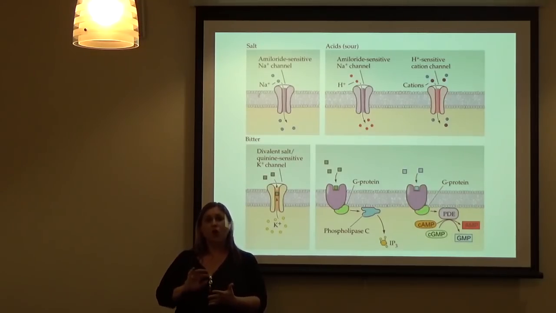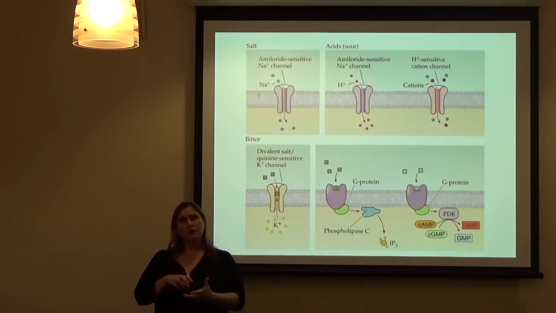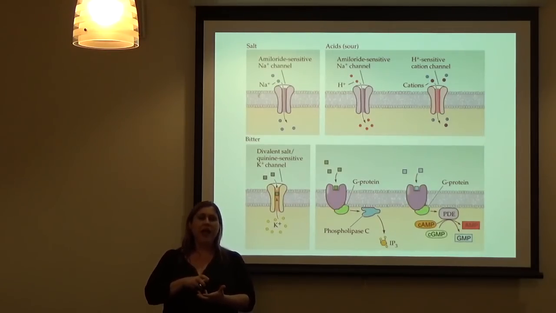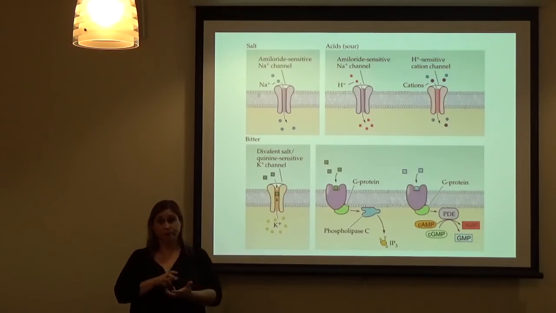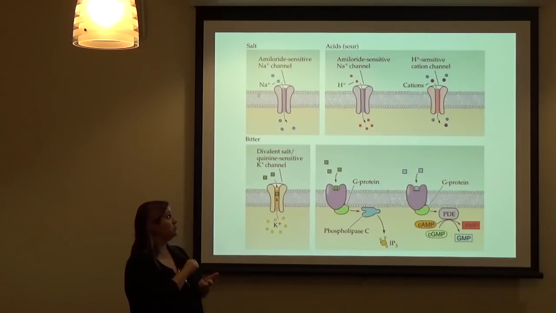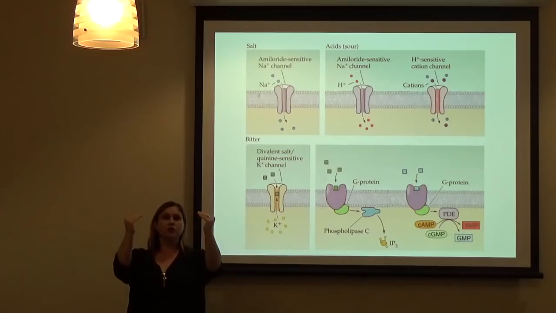Sour is also kind of simple, okay? So I'll talk about sour just a little bit. In sour foods, so like lemons and Sour Patch Kids, they have hydrogen ions in them, okay? And hydrogen ions are released by these foods, and it blocks a potassium channel. And when the hydrogen ions block the potassium channel, the positive charge builds up inside the cell, okay?